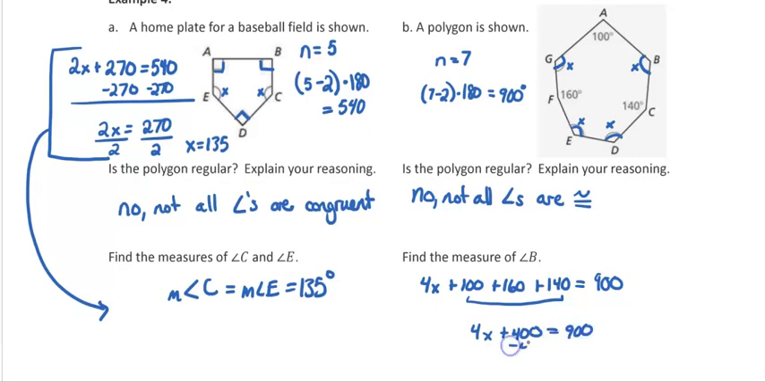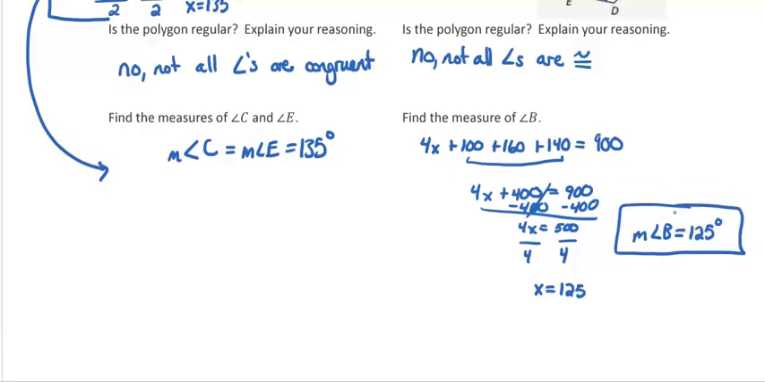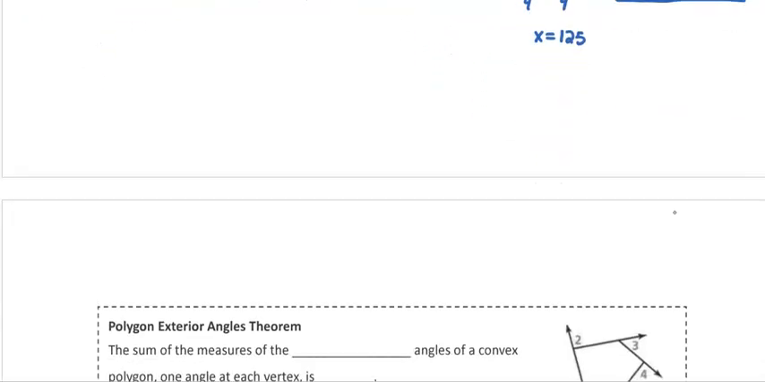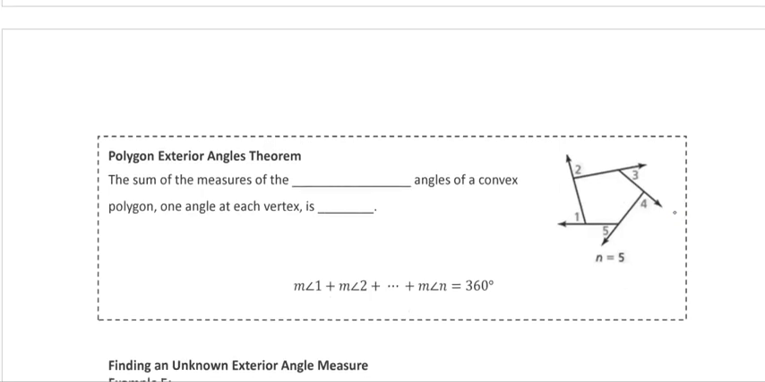And then I just subtract 400 and then divide by 4. So I get 4x equals 500. And then I divide by 4. And so that gets me x equals 125. So the measure of angle B is 125 degrees. All right, let's go ahead and turn on over to this last page back here.